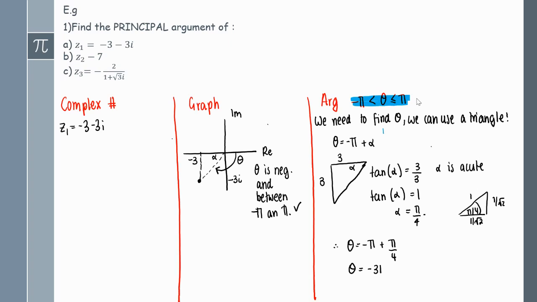If I do that, then I get theta is minus 3 pi on 4. And notice this is within my domain. It's bigger than minus pi, but smaller than pi. So the principal argument is indeed minus 3 pi on 4.